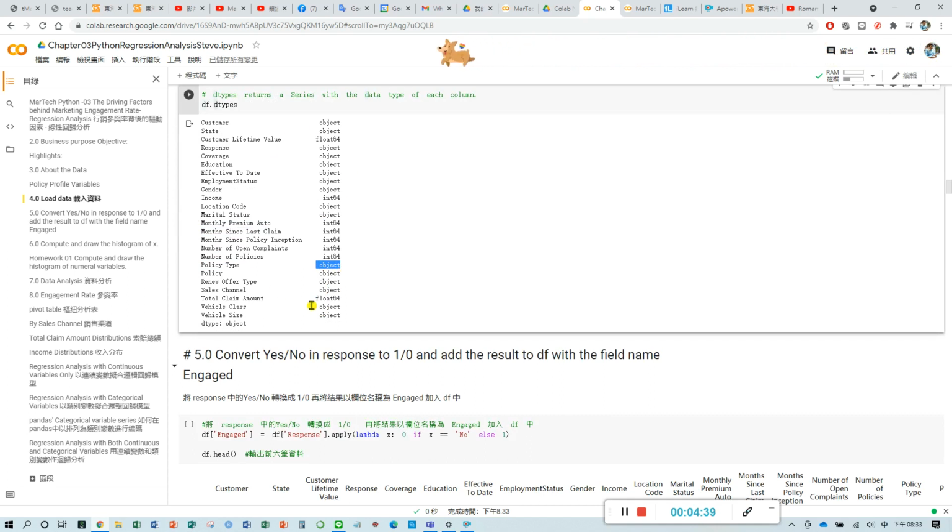So how many data types for these variables? One for real number, continuous variables. This one is a continuous variable also. And with these 5 variables, they are all continuous variables.